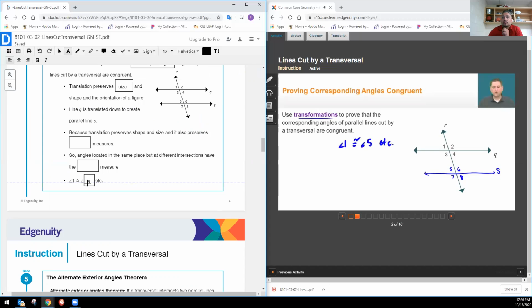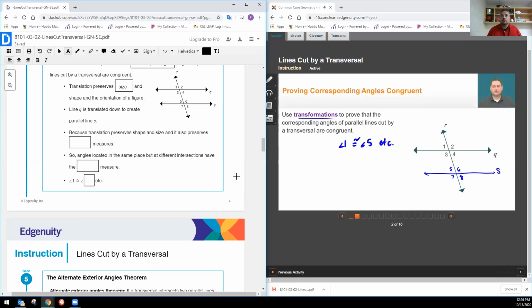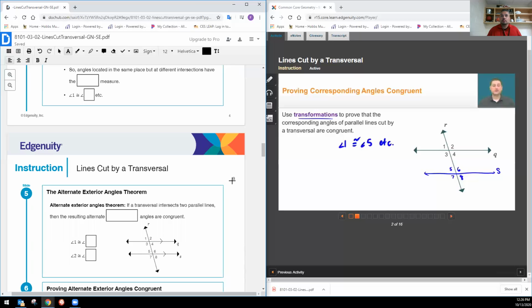Therefore, corresponding angles 1 and 5 are congruent, 2 and 6 are congruent, 3 and 7 are congruent, and 4 and 8 are congruent as well. So, what else can we state? Well, the converse is true as well. If two lines in a plane are cut by a transversal and the corresponding angles are congruent, then the lines are parallel.